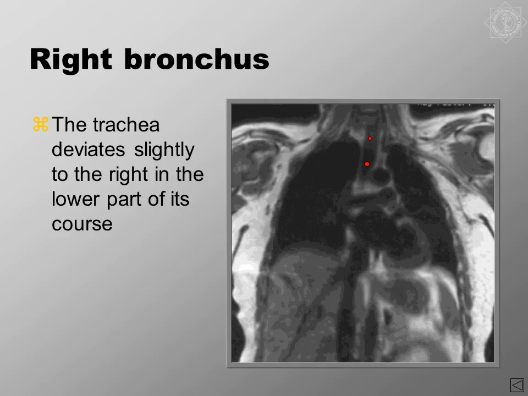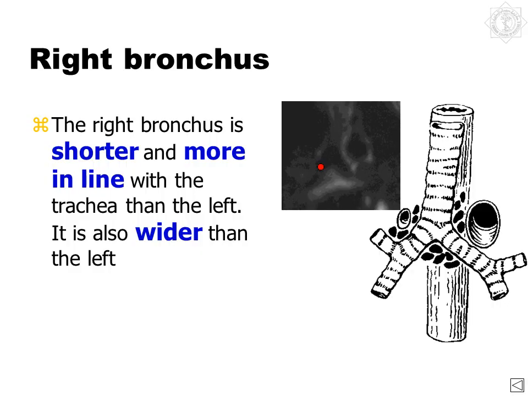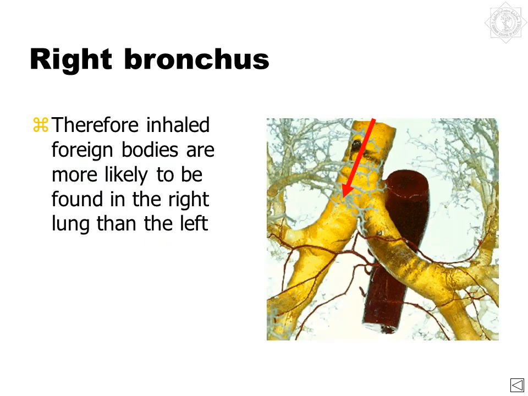The trachea is deviated slightly to the right in the lower part of its course. The right bronchus is shorter, wider, and more in line with the trachea than the left. Therefore, inhaled foreign bodies are more likely to be found on the right side than the left side.